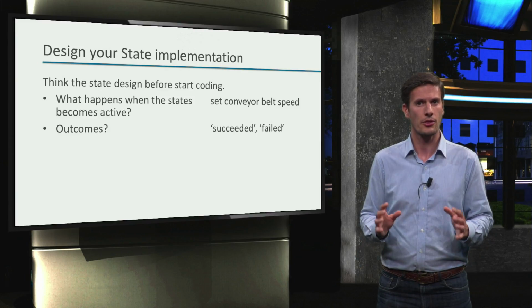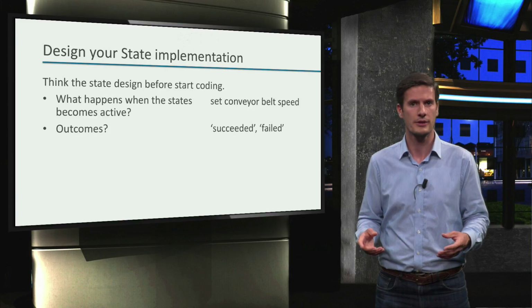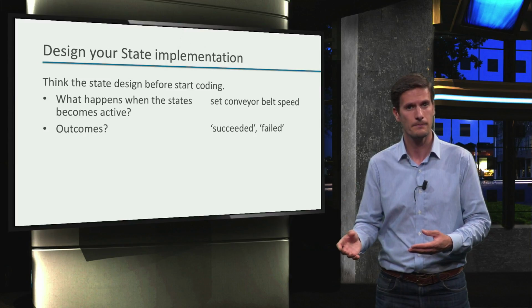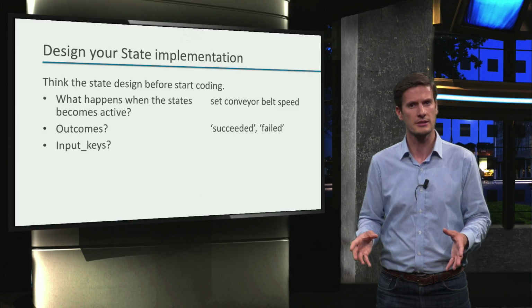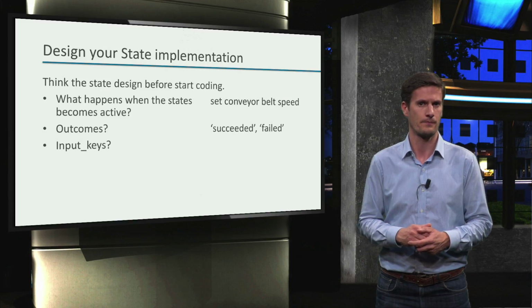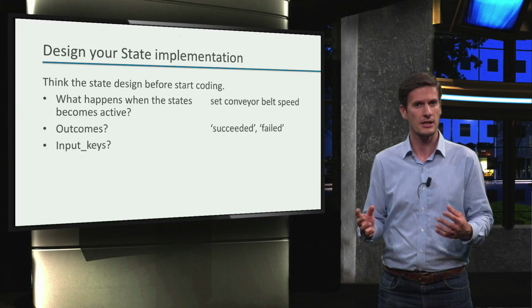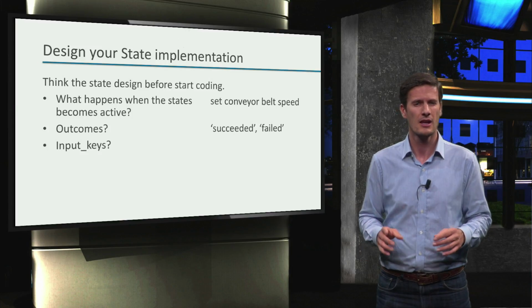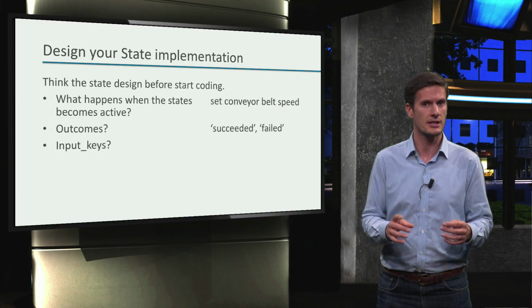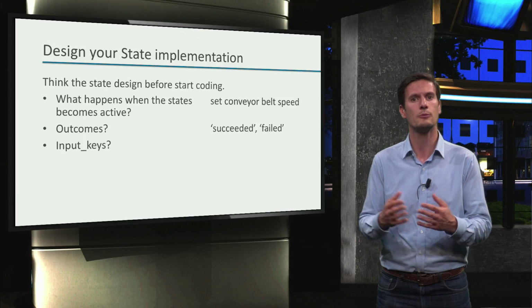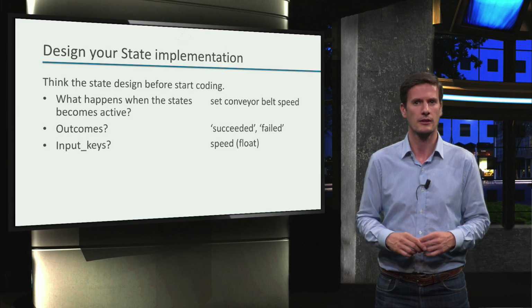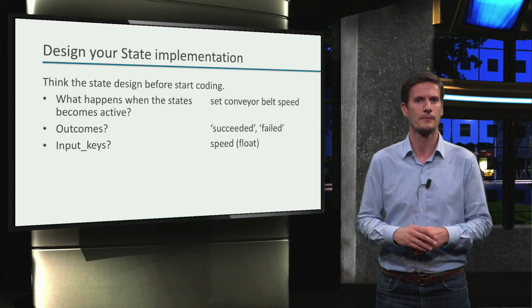Additionally, we should think of how we are going to interact with this state from the state machine. Is there any runtime information we need to pass to the state? Which input keys should our state have? Well, the conveyor belt service has as input argument the power. So a priori, it seems reasonable to have this value as the input key to our state. We can rather call it speed, with the same type, float.